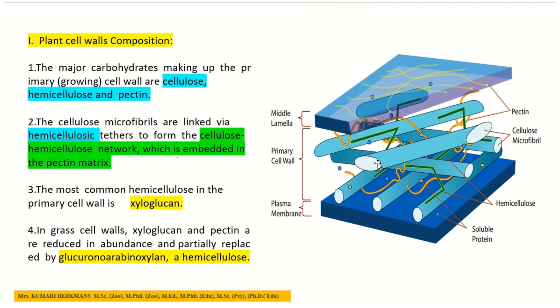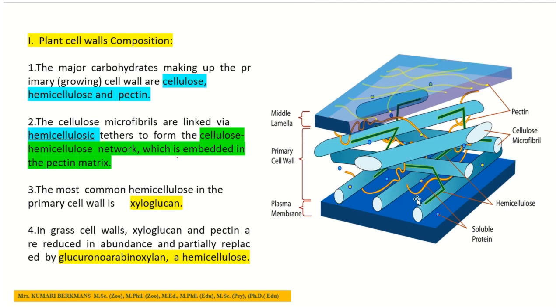What you see here is the plant cell wall. It consists of 3 layers. The first one is the middle lamella. The second layer, what you are seeing here, is the primary cell wall. It is flexible. And the third one is the plasma membrane. The middle lamella is made up of pectin.